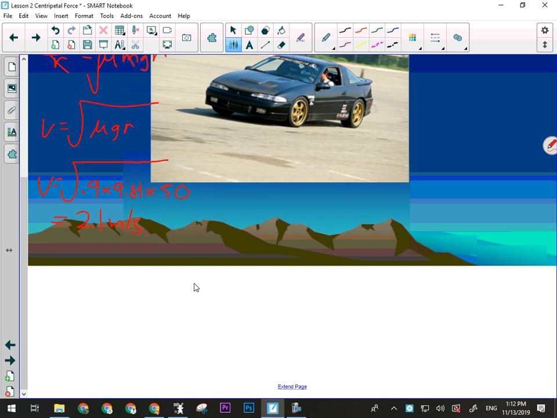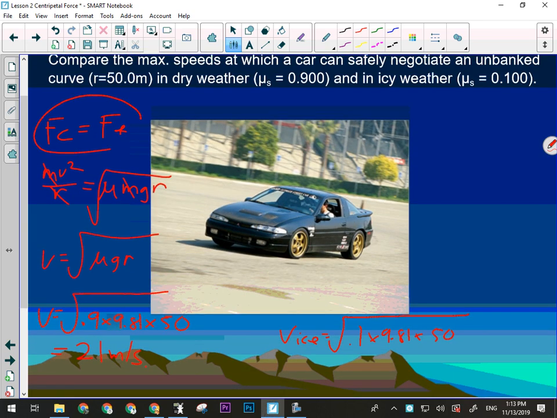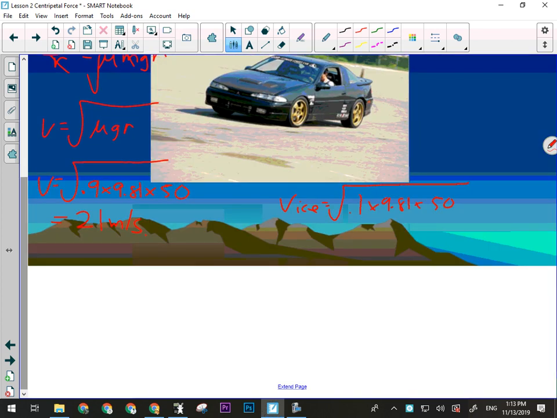What do I do differently to calculate v for the slippery road? Yeah, I just change mu to 0.1. So v for the icy part will be the square root of 0.1 times 9.81 times 50. Remember, this all started with us realizing that the centripetal force was being provided by the force of friction. That's something you just need to memorize. In an unbanked corner, friction equals centripetal force. It's providing the centripetal force.